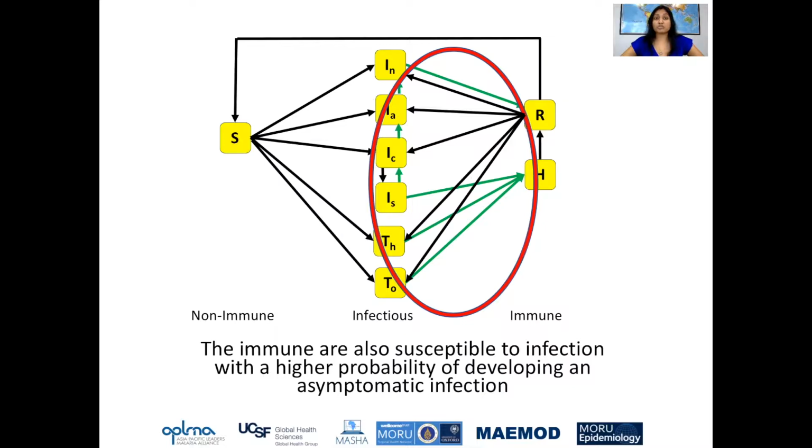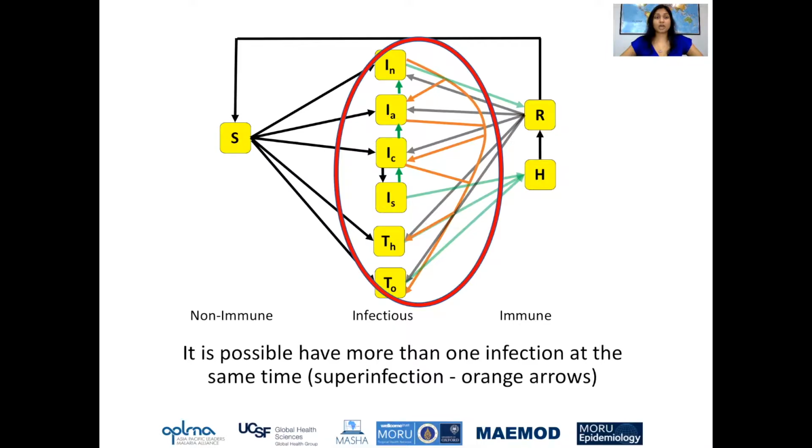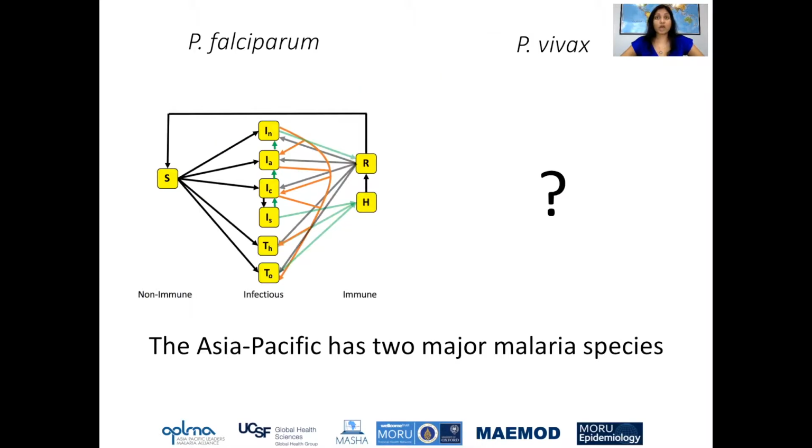Upon being cured from a previous infection, the immune may also be reinfected with a higher probability of developing an asymptomatic infection. With mosquito bites occurring fairly often, it is possible to have more than one malaria infection at the same time. This is called superinfection. Bringing these concepts together, we have a model for Plasmodium falciparum malaria transmission.